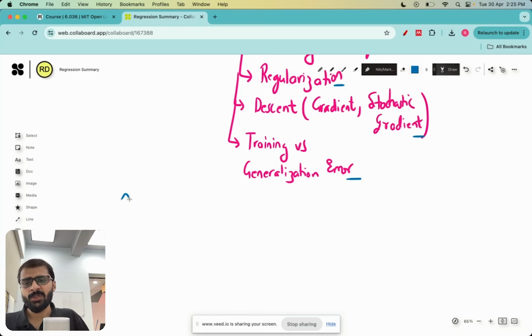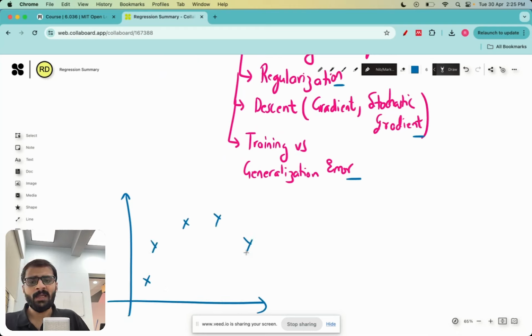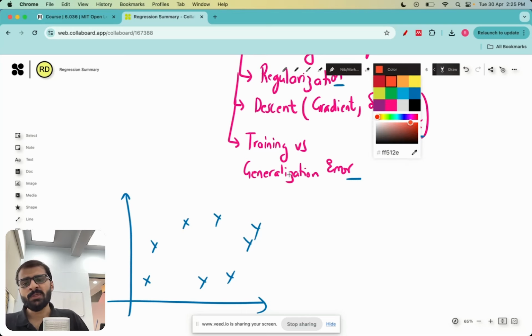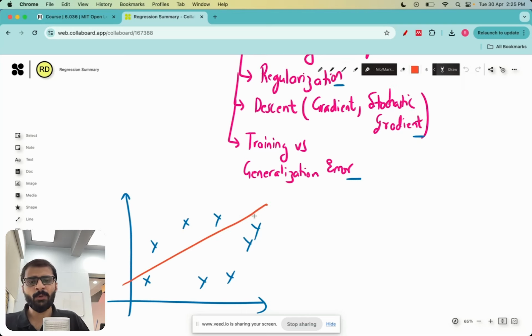The linear regression problem looks something like this. We have XY pairs and we have to find that hypothesis which not only has a good prediction on the training data, but it has a good prediction on the test data as well. So in the case of one dimension, the hypothesis might look like this. The general form of the hypothesis is y is equal to theta transpose x plus theta naught.